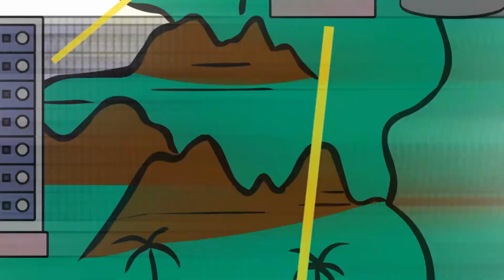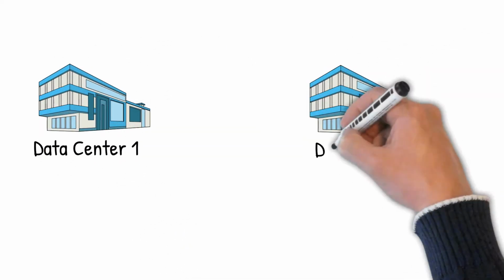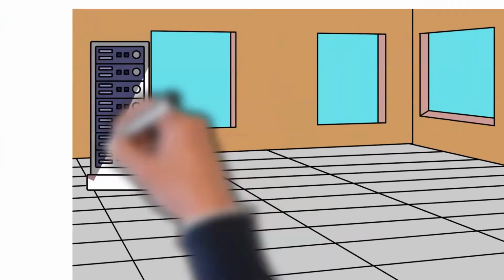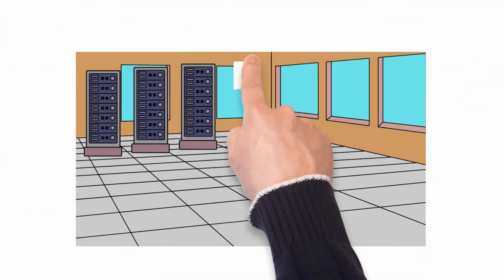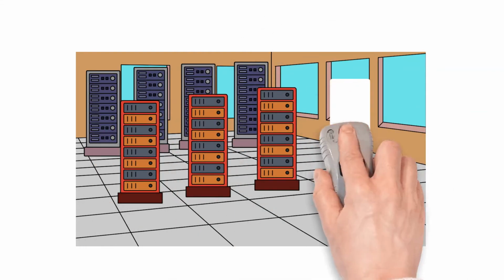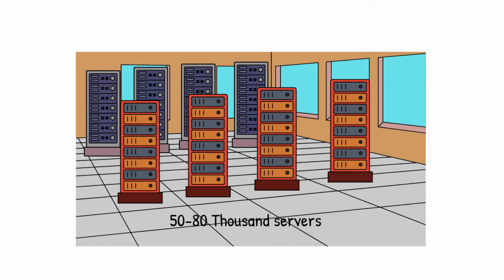When we zoom into an availability zone, we find one or more data centers housed in separate facilities. Zooming inside these data centers, we see the standard racks and servers, each with redundant power, networking, and connectivity. A typical AWS data center has anywhere between 50 to 80,000 servers.